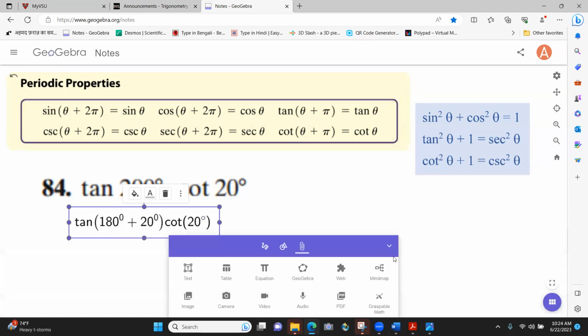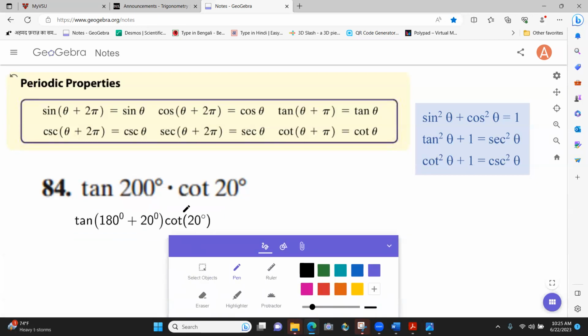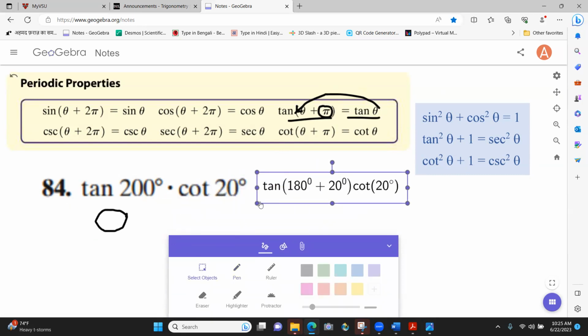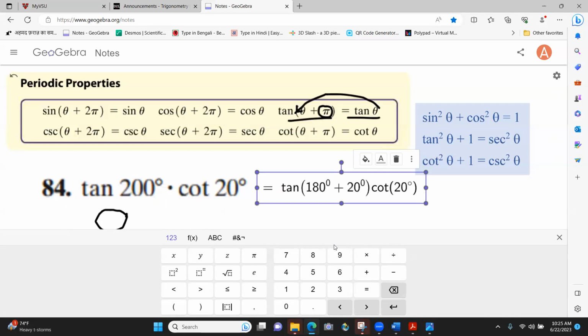Okay? Now, remember this formula? This formula tells me if you have a pi or 180, you can pretty much ignore it. That's going to be tan theta. All right? So I will actually put it here if you don't mind, because I need the room. Now, this can be written as tan 20 times cotangent 20. Why? Because of the periodic property.